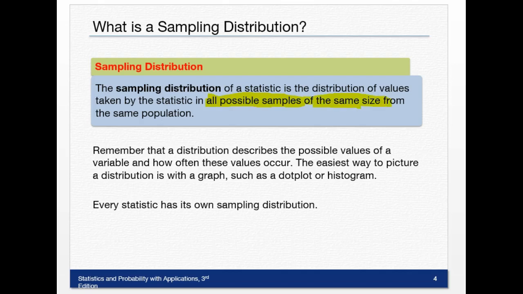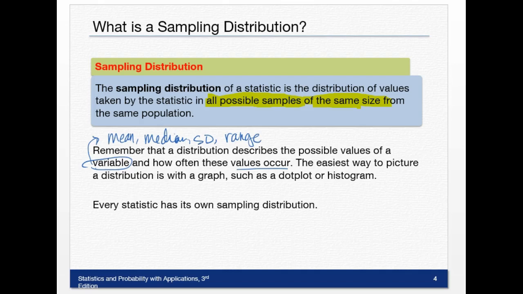So if I'm looking at all the students at Richland High School, if I take a sample of 10 students, that's saying I get every single possible sample of 10 students from the whole population of Richland. Difficult to do, but it's easier to get 10 than it is to get everybody. So remember that a distribution describes the possible values of a variable and how often these values occur. Now that variable, all these different measures that we've talked about, could be mean, median, standard deviation, it could be range. Any of these different calculations could be collected.